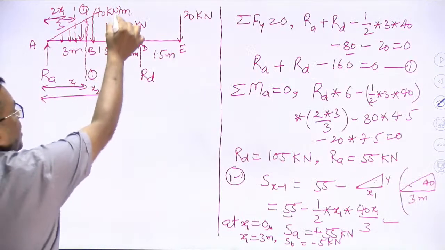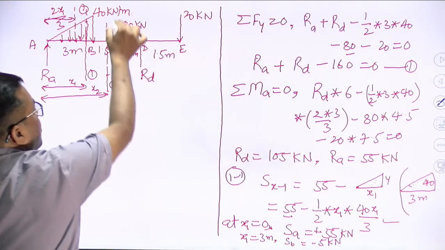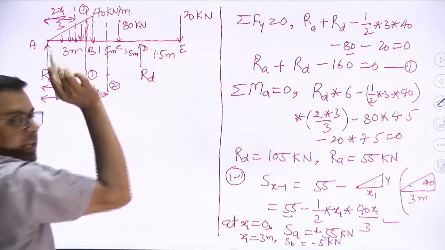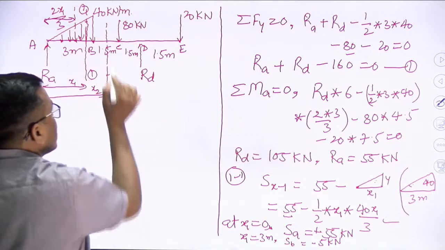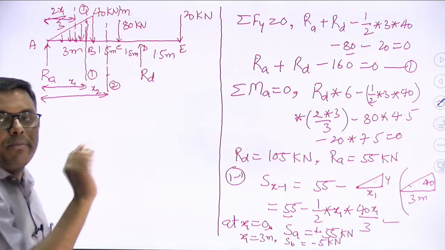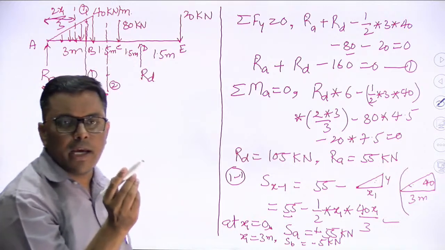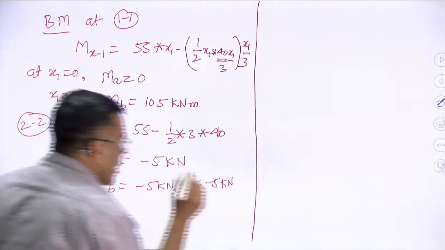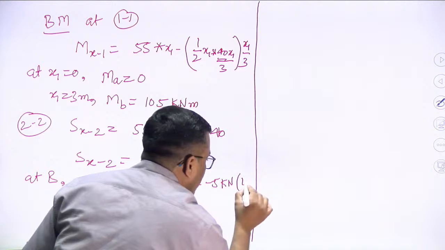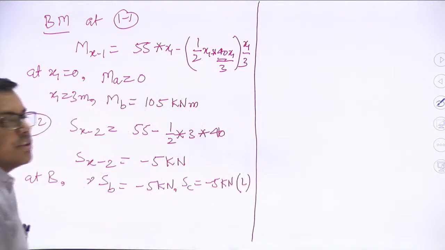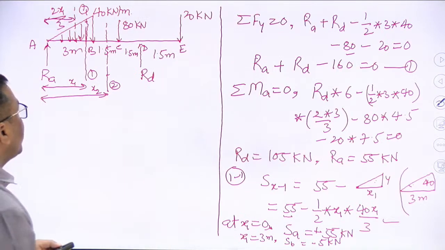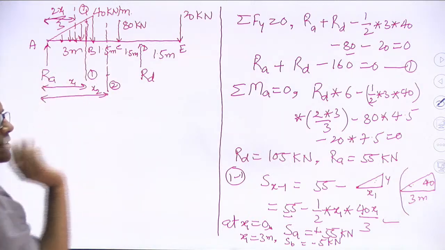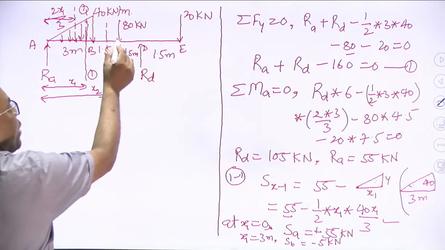And on this point C, we are observing that there is one point load. So wherever in the beam we find any point load, what happens? On its left and right side we get two different values. So what can I write here? I can write shear force at C on just the left side. Why am I writing left side? Because my section plane is on the left side of point C.